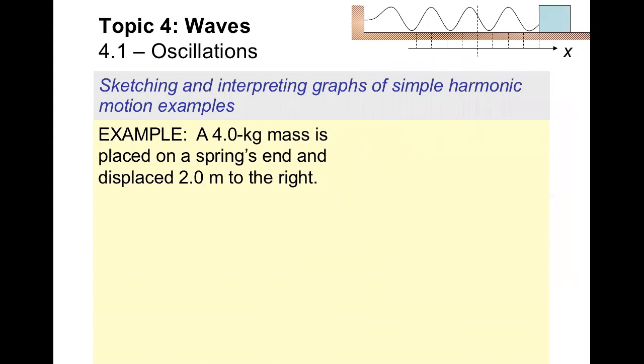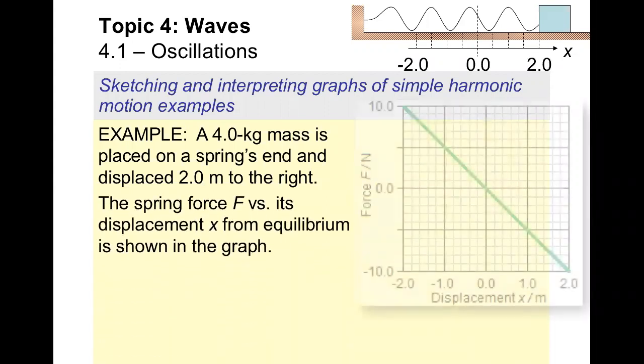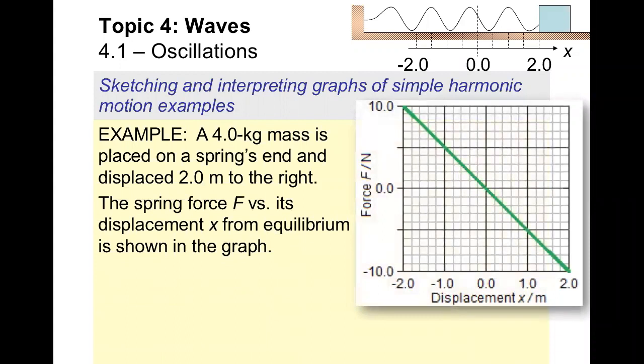So let's get started. Here we have a 4 kilogram mass that is placed on a spring's end and displaced 2 meters to the right. That means that the amplitude here is 2 meters. The spring force F versus its displacement from equilibrium is shown in the graph. So we have here the force and the displacement.